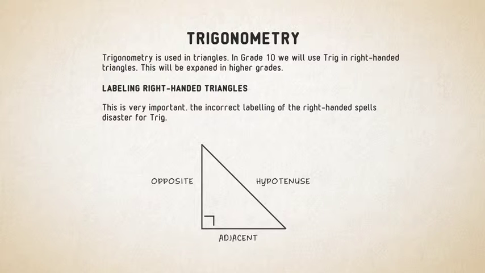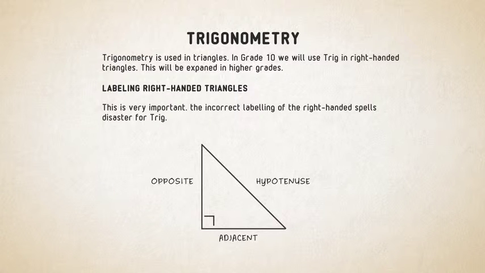Hi grade 10s, today is an introduction lesson to trigonometry. In grade 10, all of our trigonometry will be in right angle triangles, and we'll go through a couple of examples. We'll teach you how to label your triangle correctly and then how to put your triangle ratios together for each specific trig ratio. So on the screen, we're first going to learn how to label our triangle.